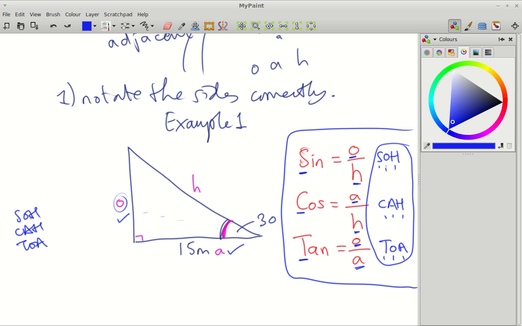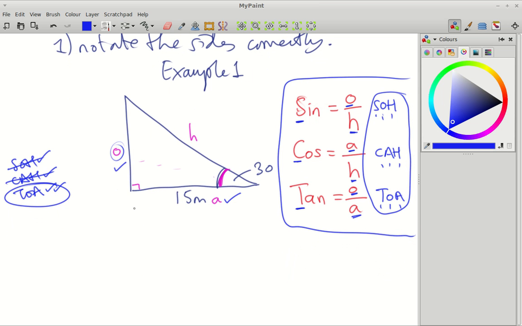So Soh has got an O in it, Cah has got an A in it, and Toa has got an O and an A in it. So that's the one we use. The other two are redundant. They'll be used later on, but for the purposes of moving forward, we're going to use Toa, which is tangent. So the rule says tan equals O over A. So tan of 30 degrees, that's the angle, equals opposite divided by adjacent.